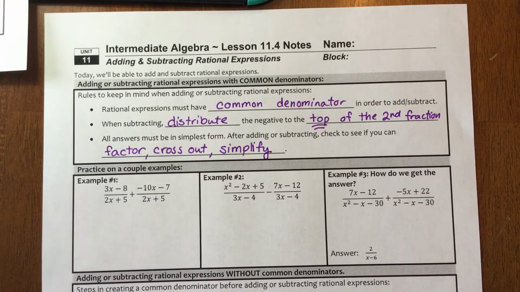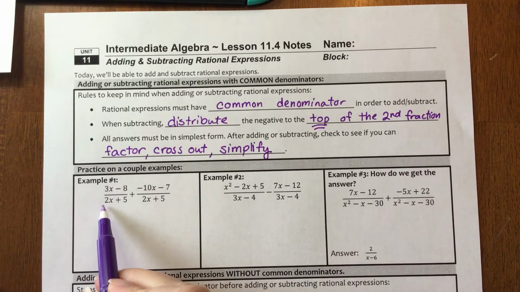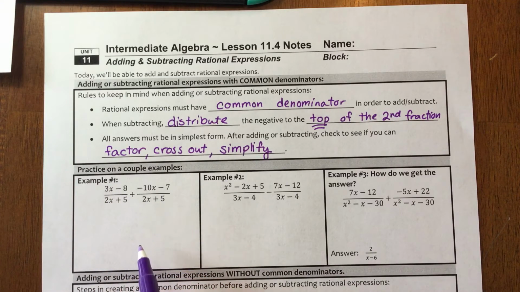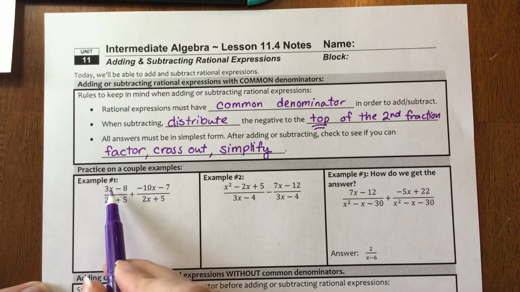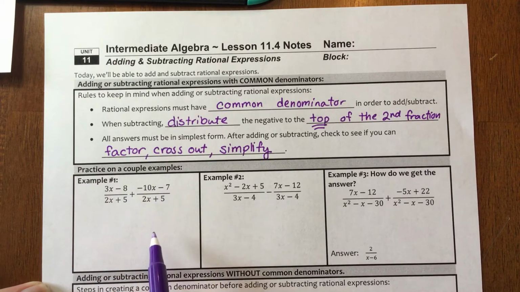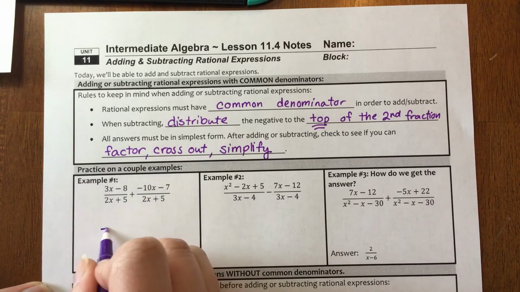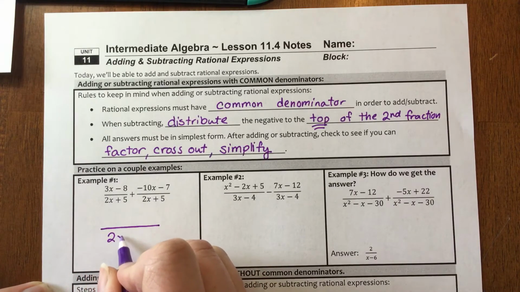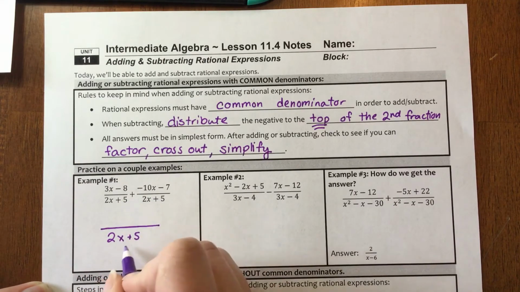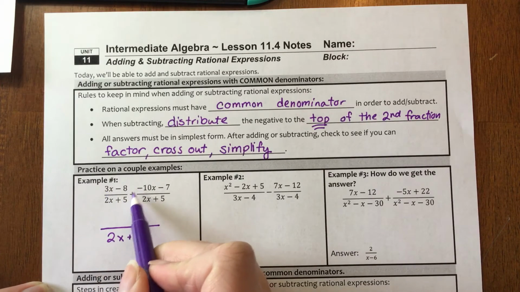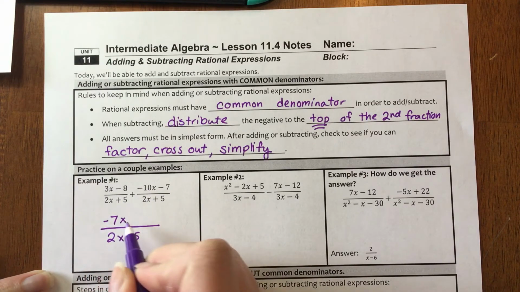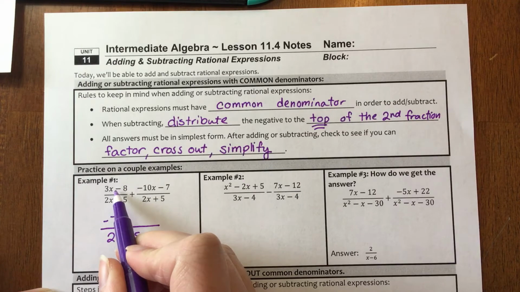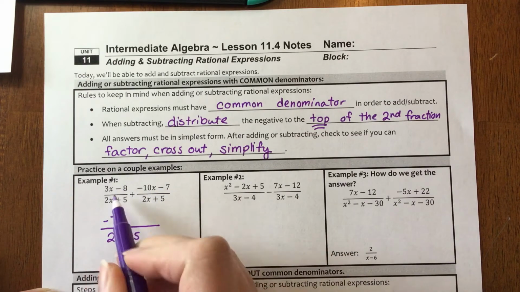All right, let's practice a couple examples that already have common denominators. Like example 1 here. The first denominator is 2x plus 5. The second denominator is also 2x plus 5. We are adding, so that means that all we're doing is combining together like terms for the numerators. Okay. So our denominator is still 2x plus 5. Whatever was common, you keep it. Okay, 3x plus negative 10x, which is the same thing as 3x minus 10x, is negative 7x.